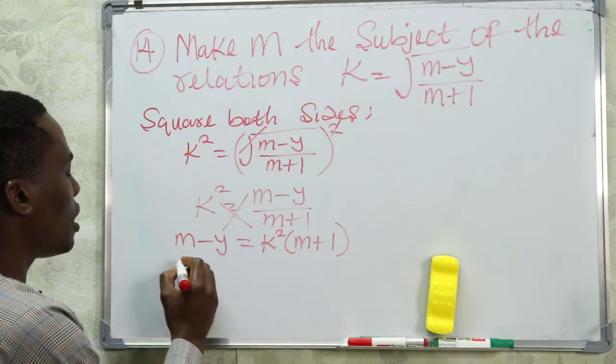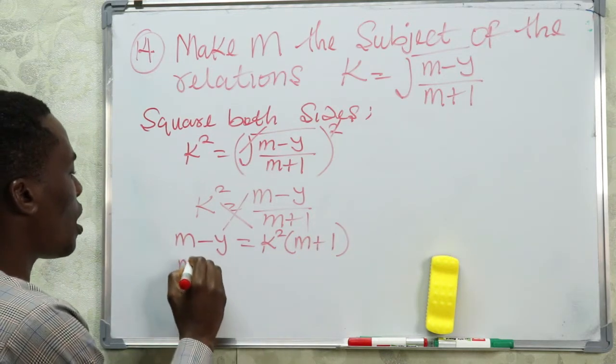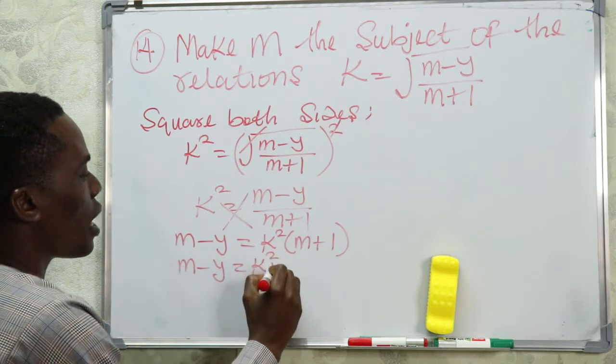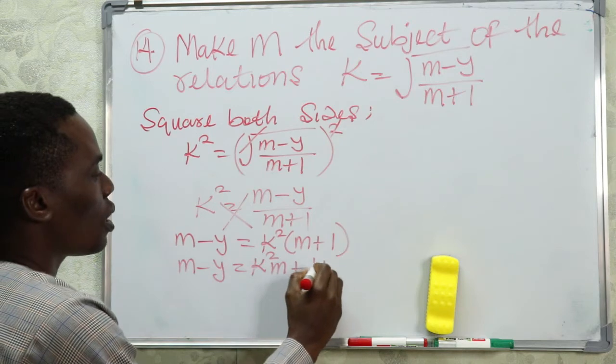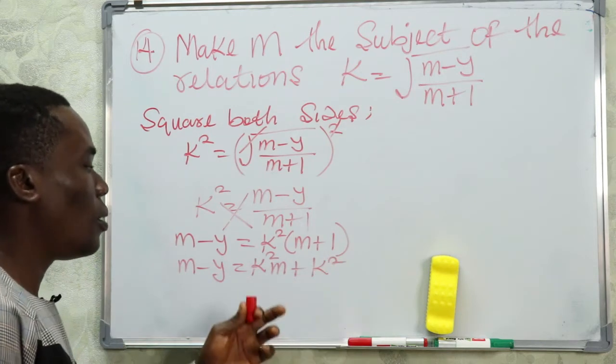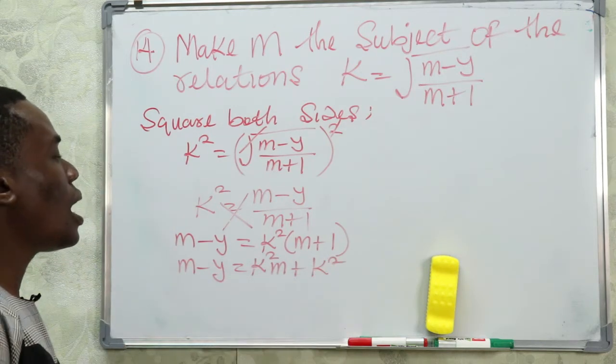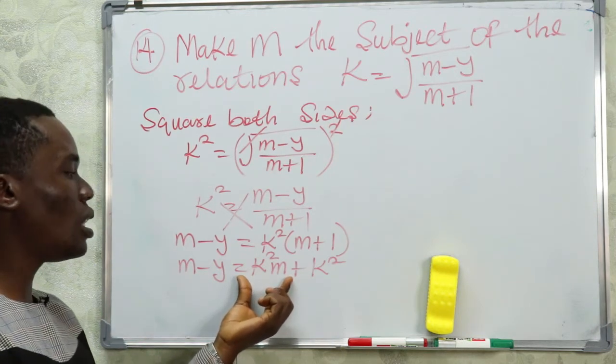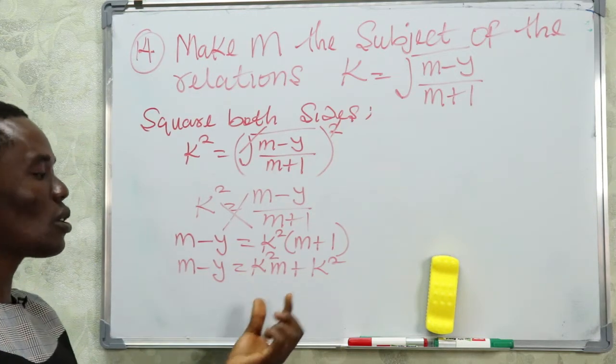Plus 1. Now simplifying further, we'll have our m minus y to be equal to k squared m plus k squared. Remember, we want to make m the subject of the formula. So we'll collect terms related to m. So let's collect like terms.